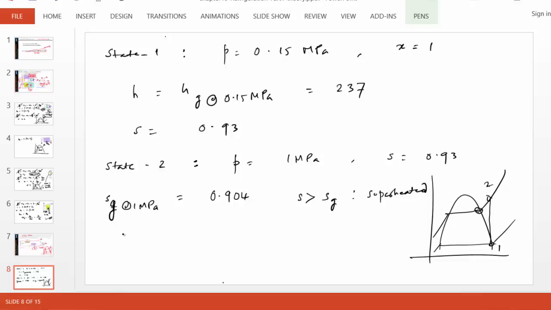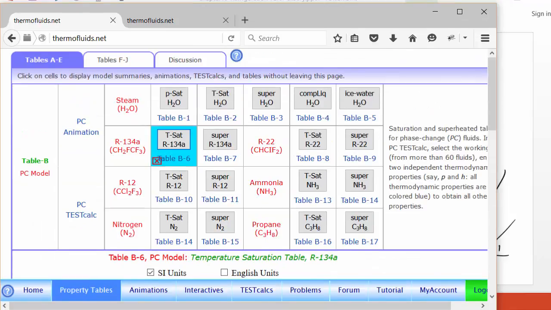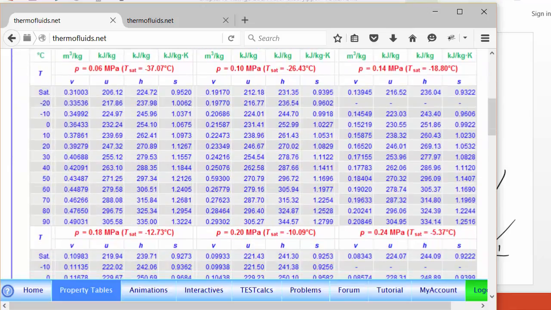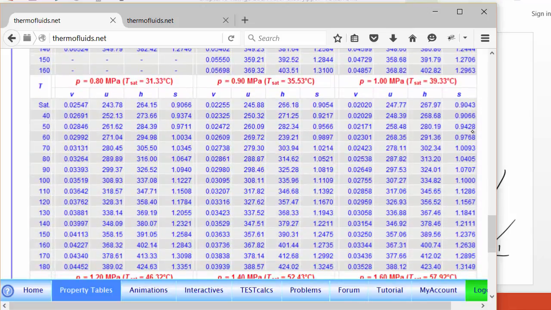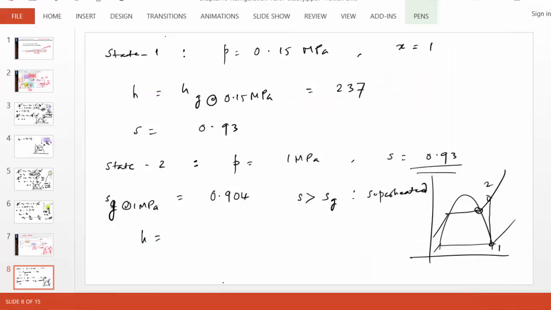So since it's superheated vapor, we can go and find the enthalpy by going to the superheated vapor table, knowing that s is 0.93 and pressure is 1 MPa. So we open the superheated table for R134A and go to 1 MPa. Where is the 1 MPa table? Right here. And entropy is 0.93, in between these two, closer to the second line. So enthalpy will be closer to these lines. So let's pick 268 and 280. So we pick a number close to 280, which is 278. So we go and substitute that value here, and therefore state 2 is now completely calculated.